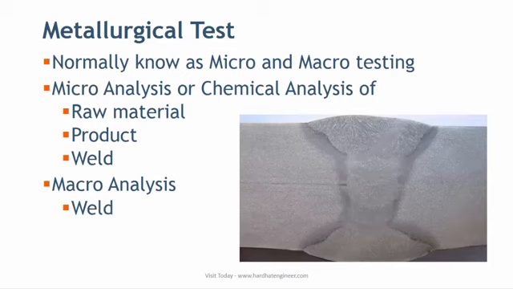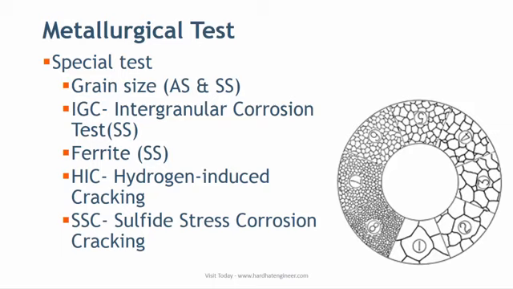There are some special tests that are also carried out on the material when it is going to be used in aggressive environment. These tests will ensure that pipe material is able to withstand aggressive environment. Some of the tests are grain size that is performed on alloy steel and stainless steel, intergranular corrosion test, ferrite checking, HIC that is hydrogen induced crack, SSC that is sulfide stress corrosion cracking. These tests are performed when it is asked by a purchaser in his purchase specification.